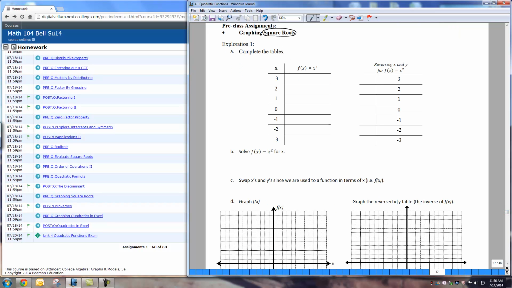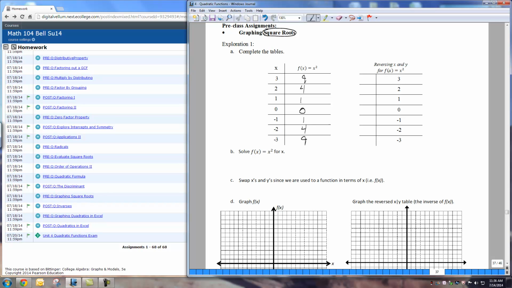If we had x is 3 and f of x is x squared, then that means f of 3 is 9, f of 2 is 4, f of 1 is 1, f of 0 is 0, f of negative 1 is 1, f of negative 2 is 4, and f of negative 3 is 9. So now, reversing x and y for f of x equals x squared.